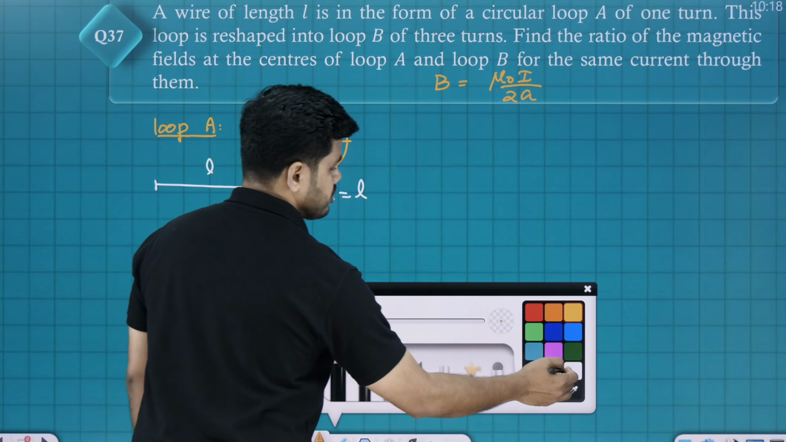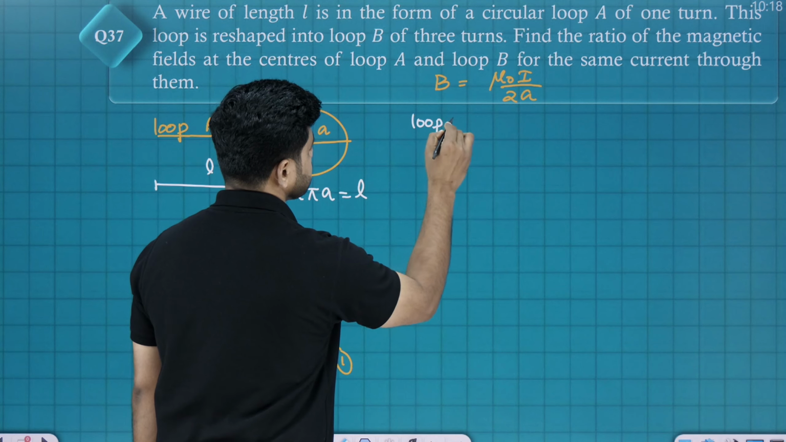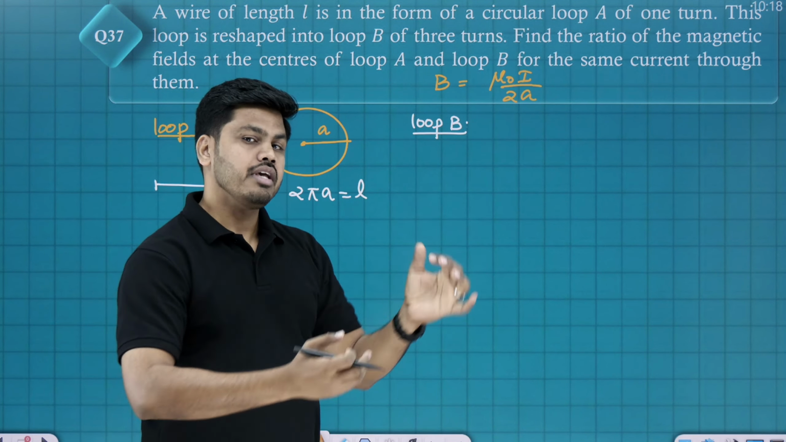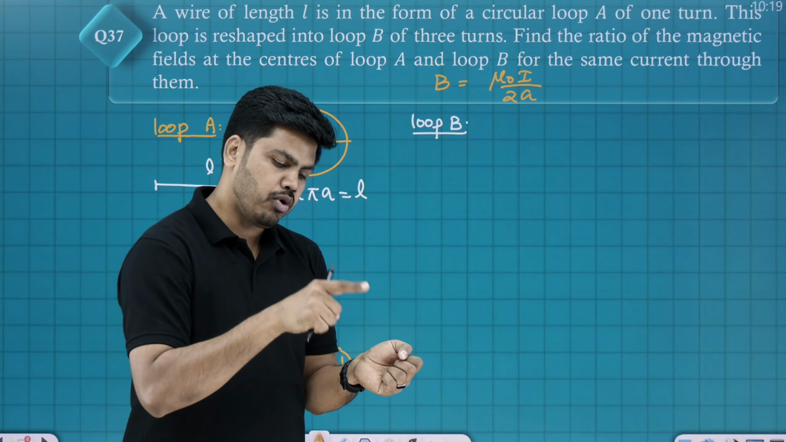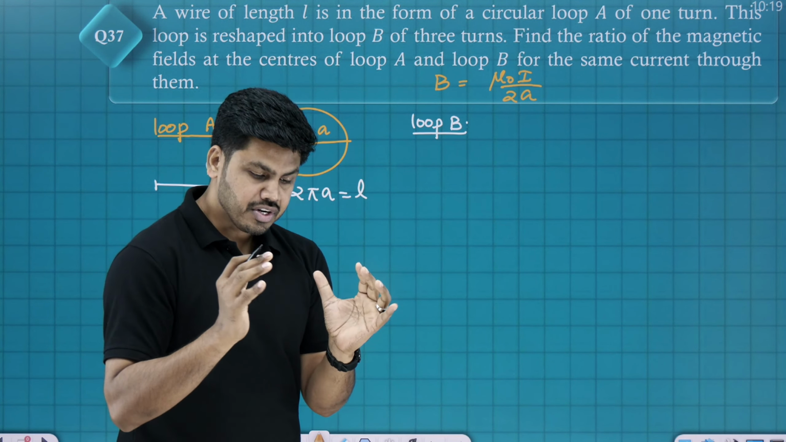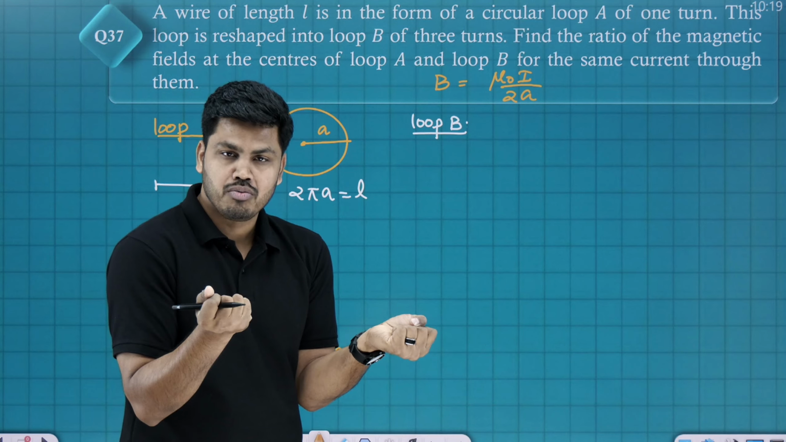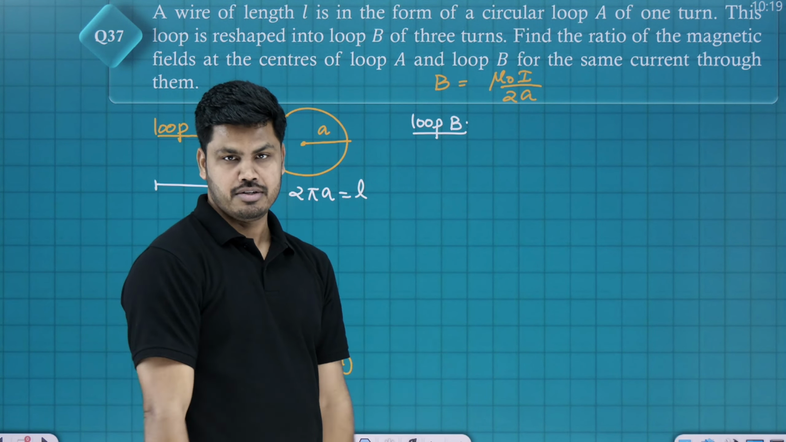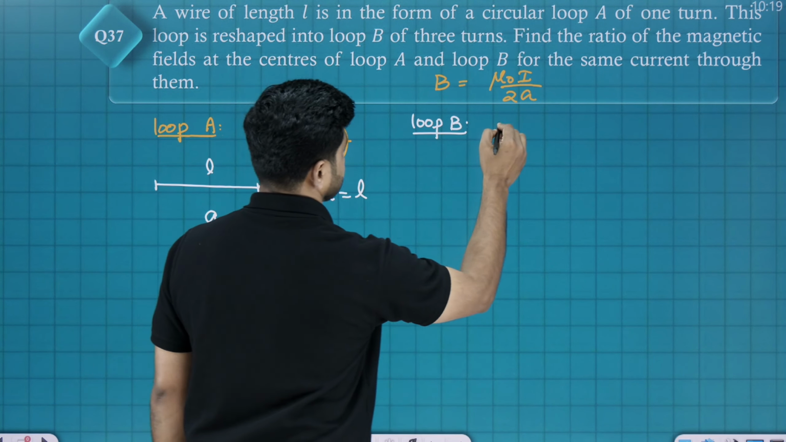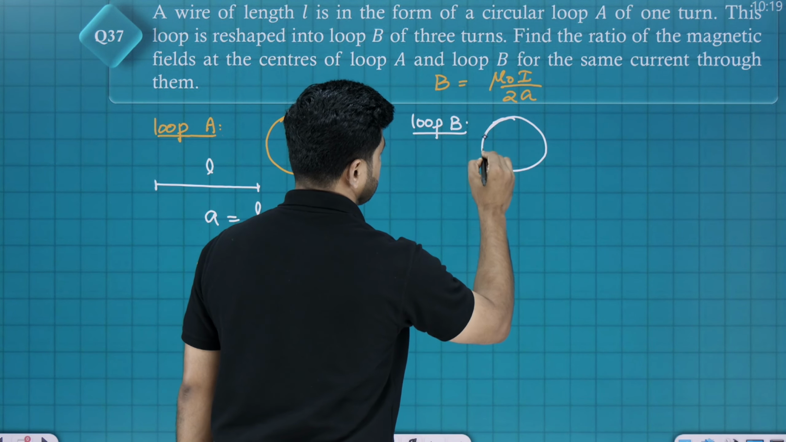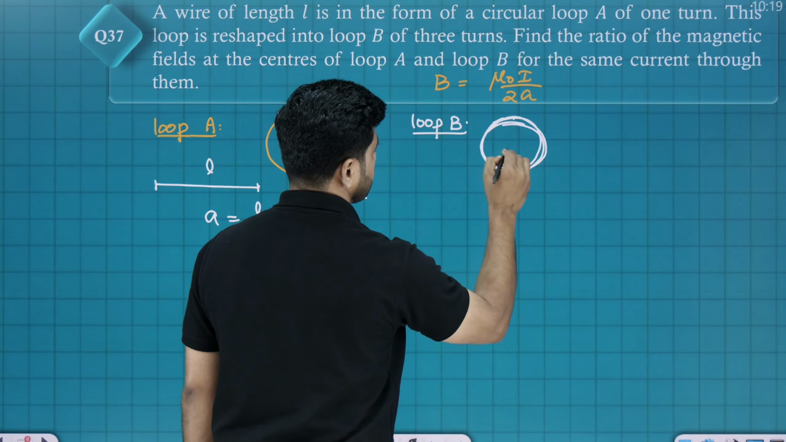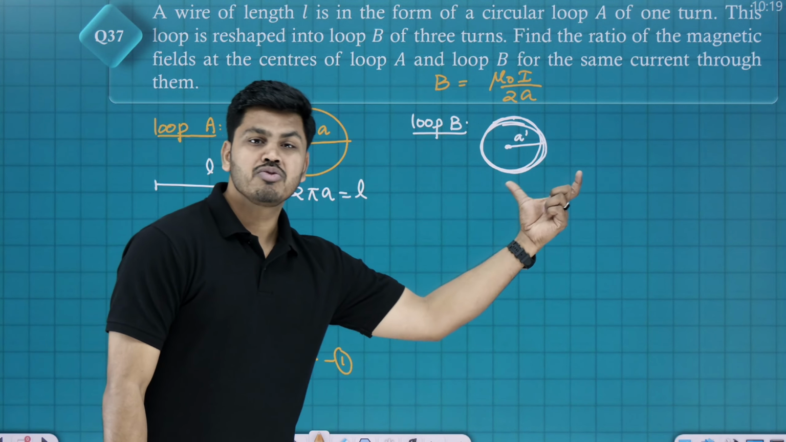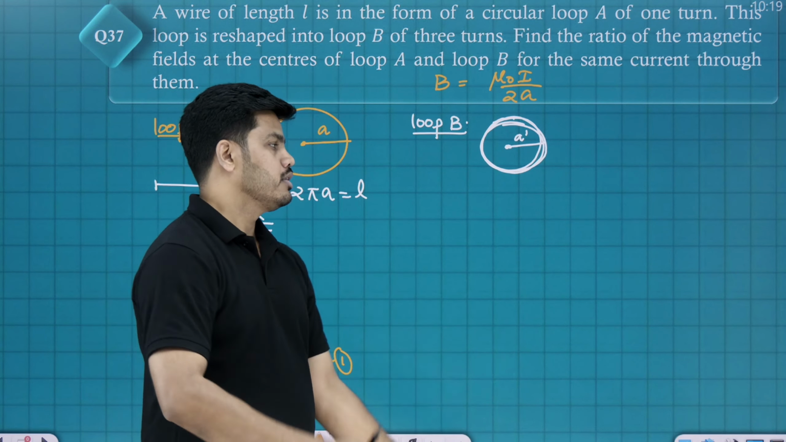Now, let's see what happens in loop B. See, the question says loop B is of 3 turns. Same wire we used to make a loop of 3 turns. So definitely the radius of the loop will be lesser because the same length of the wire is available. Using that, we are going to make a loop of 3 turns. So definitely the radius will be less. So I'm going to consider 3 loops, and at that time, this is going to be A dash. The size of the loop will be smaller, right? Because we have to make more turns.